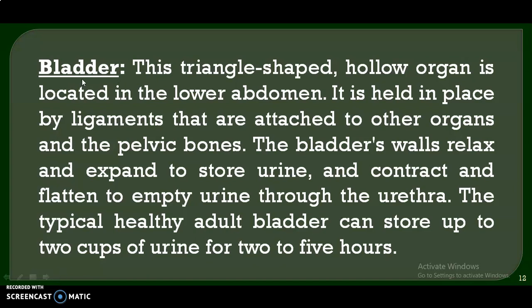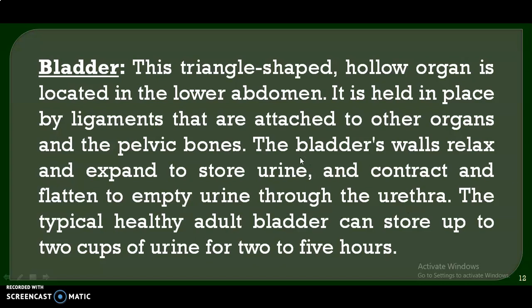Now bladder, which we call as urinary bladder. This is a triangle shaped hollow organ. ये जो हमारा ब्लैडर है, यूरिनरी ब्लैडर है, ये ट्रायंगल शेप का है और हॉलो है. हॉलो मतलब अंदर खाली होता है. This triangle shaped hollow organ is located in the lower abdomen. It is held in place by ligaments that are attached to other organs and the pelvic bones. The bladder's walls relax and expand to store urine and contract and flatten to empty urine through the urethra.